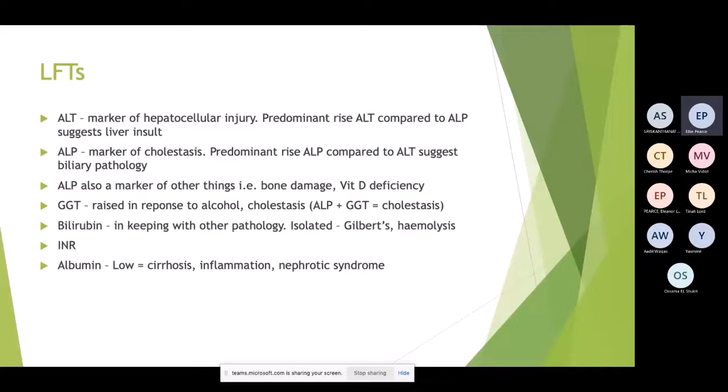GGT, we don't often include on a routine panel of liver function tests, but you can add it. It's raised in response to alcohol, or if it's together with a raised ALP, it again suggests a cholestatic picture. And then bilirubin, you've got to interpret in keeping with everything else that is going on. An isolated rise may suggest Gilbert's or hemolysis. INR, ideally, should be under one unless they're anticoagulated. If that is high and they're not anticoagulated, we're thinking about the liver losing its synthetic function. And then albumin: there are lots of causes for low albumin, not all necessarily specifically liver pathology. People with a systemic inflammatory response or problems with their kidneys, such as nephrotic syndrome, can have low albumin, but it's also associated with cirrhosis.